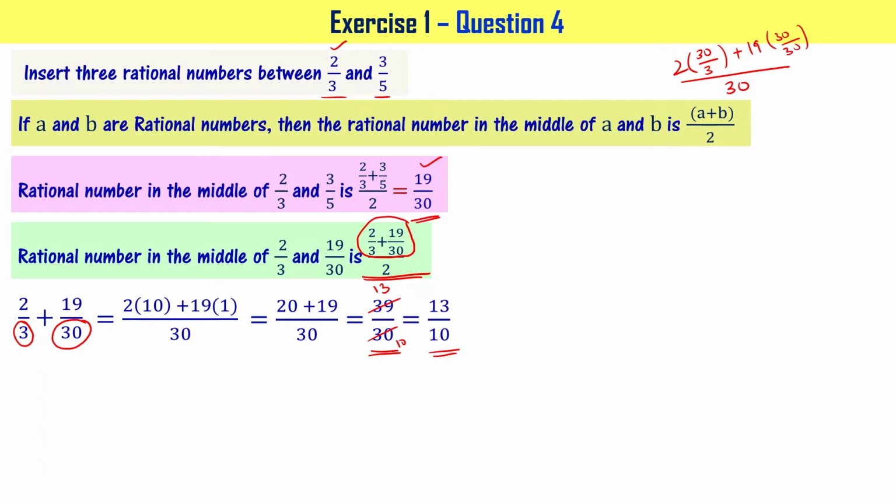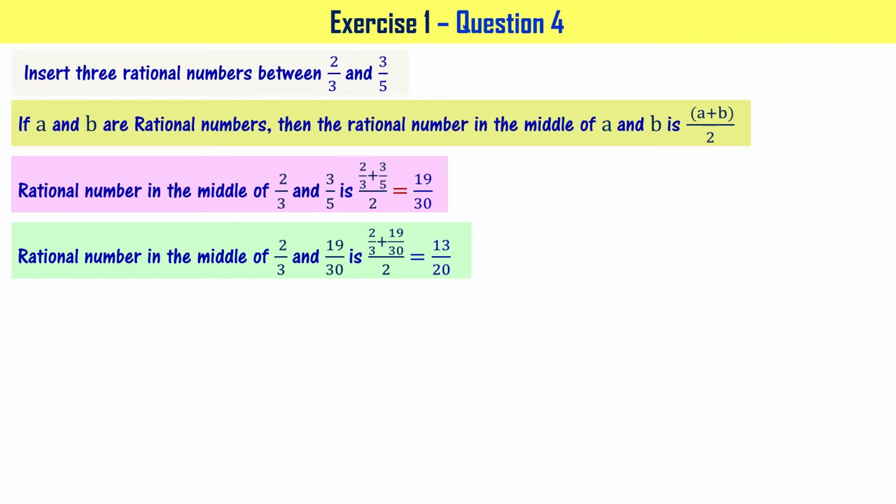Now what is the value of 13 by 10 divided by 2? That can be written as 13 by 10 times 1 by 2, that is equal to 13 by 20. Now we can say that we have inserted one more number in between these two numbers, or in other words, I have inserted one more number between 2 by 3 and 19 by 30, that is 13 by 20, right? Let's write that. The rational number in the middle of 2 by 3 and 19 by 30 is 13 by 20. Got it?